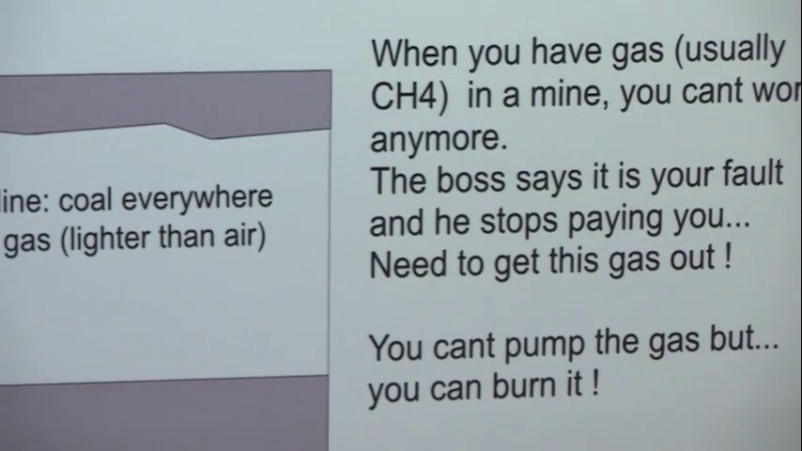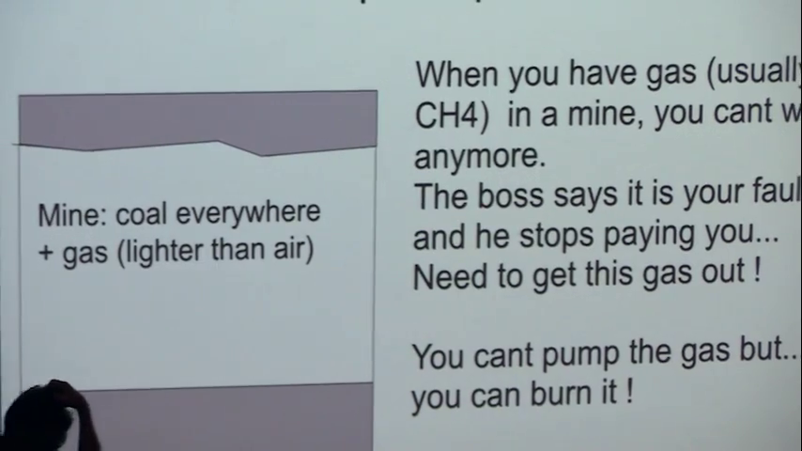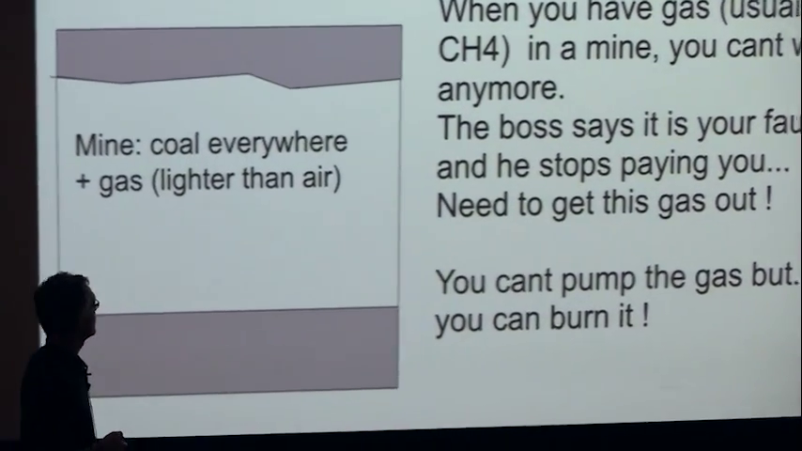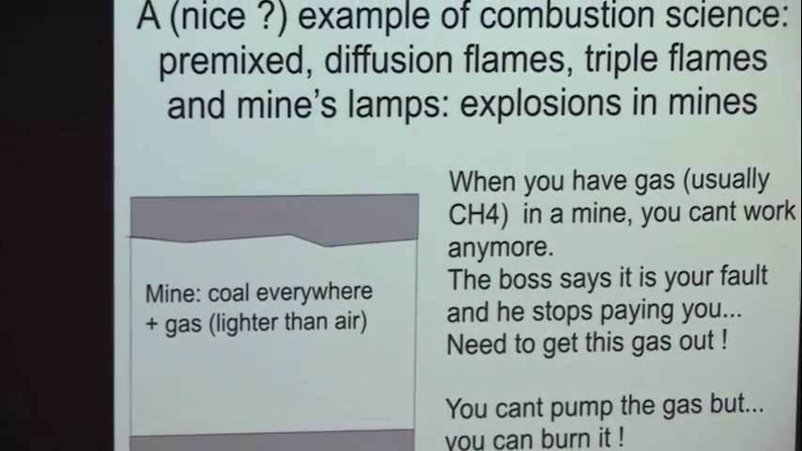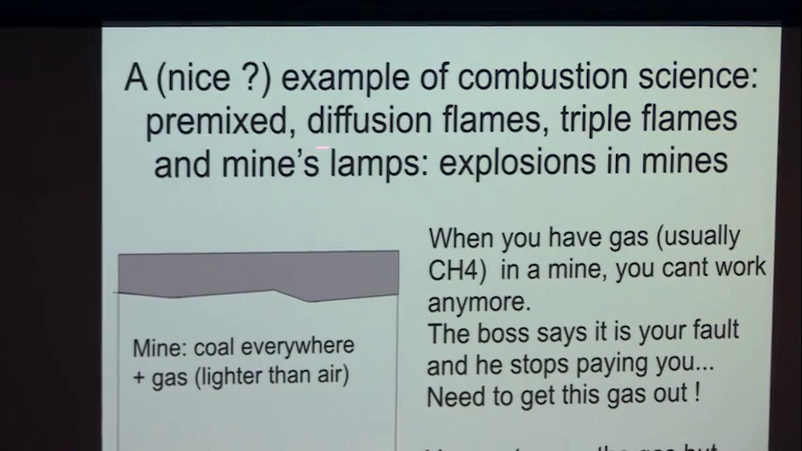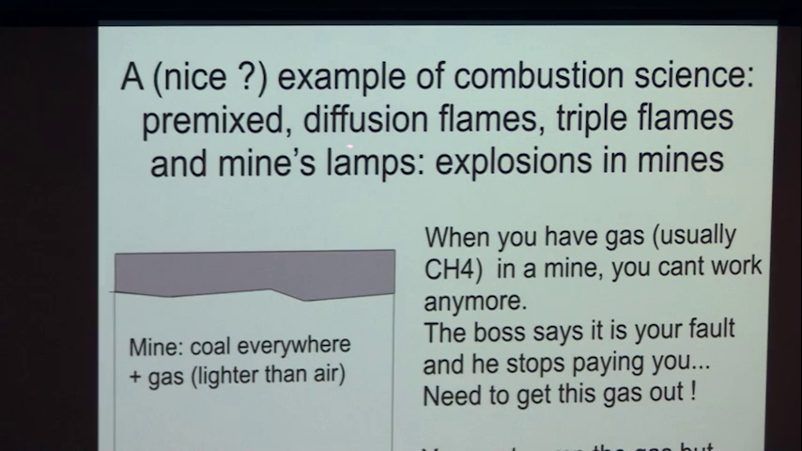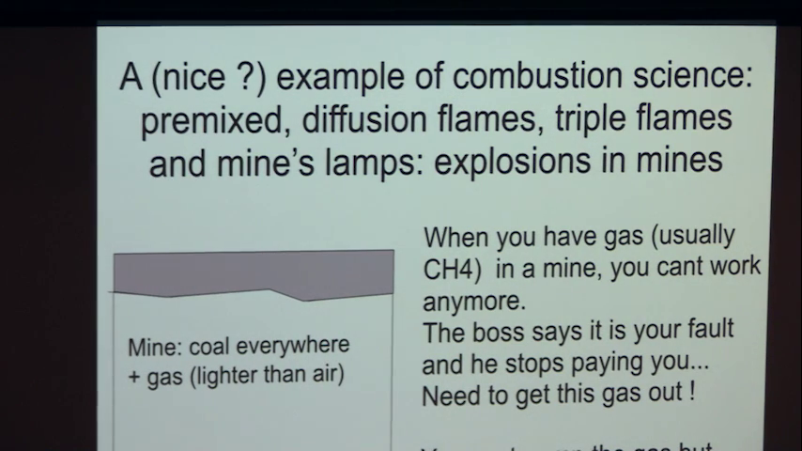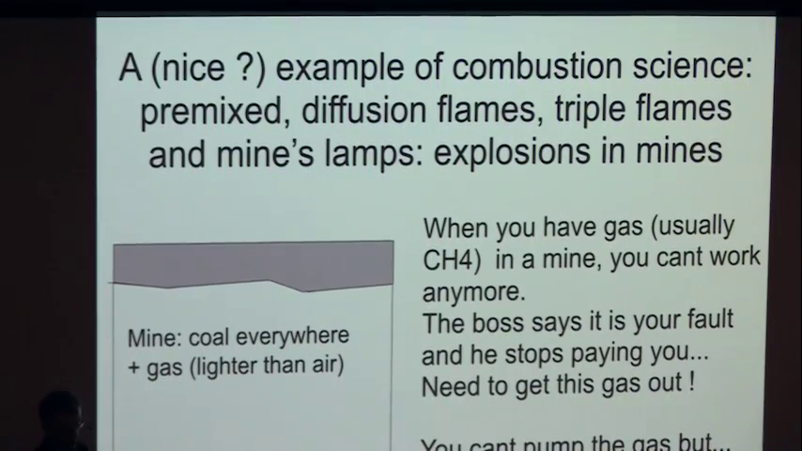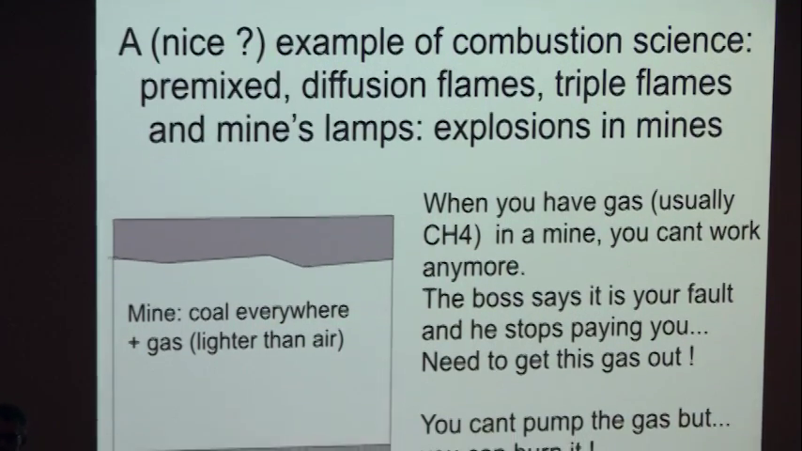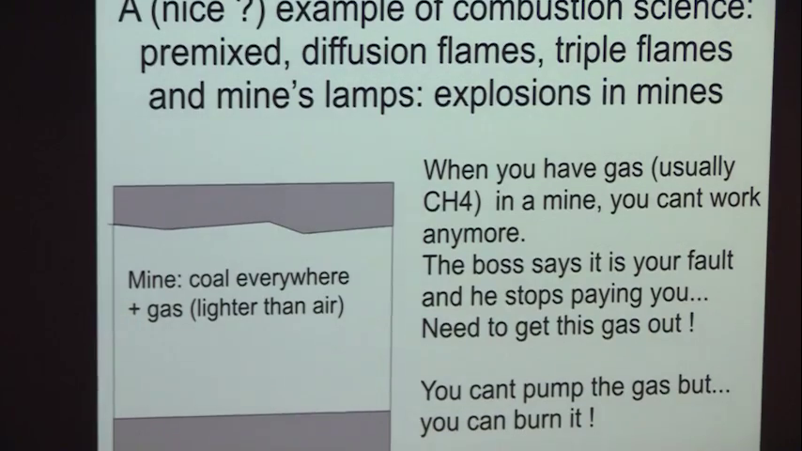So I want to finish with a small story, actually two short stories. This one is a great one because it was mentioned by Paul too, but I think he didn't go to the end. It's all examples of combustion sciences grouped in one example. So this is a mine tube, okay? And you know, in a mine you get coal, but you also get gas. Usually it's methane. This gas is lighter than air. If you have enough gas here, at some point someone's going to do something stupid and you're going to get an explosion.